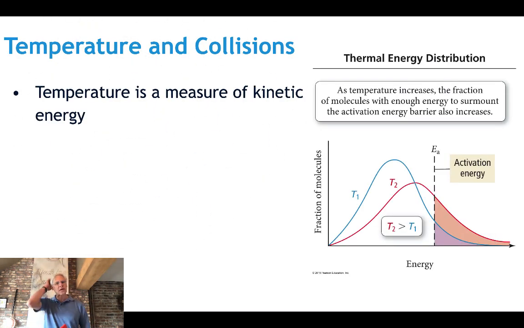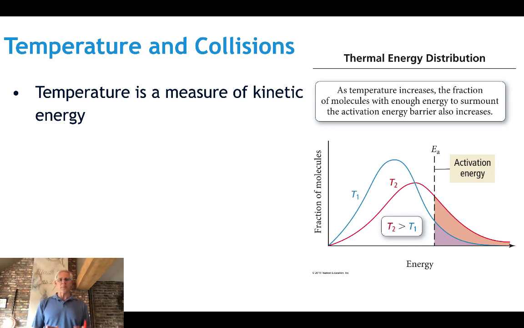So, temperature and collisions. We've talked about temperature's effect on reaction rate. We said that as temperature increases, molecules begin to move faster and they collide more often and they collide harder. Now, why does an increase in temperature make things move faster?